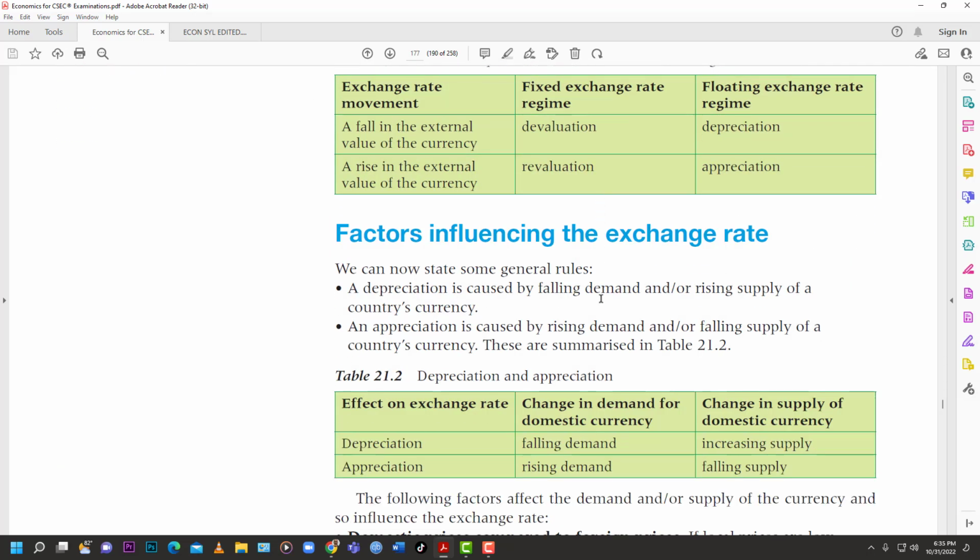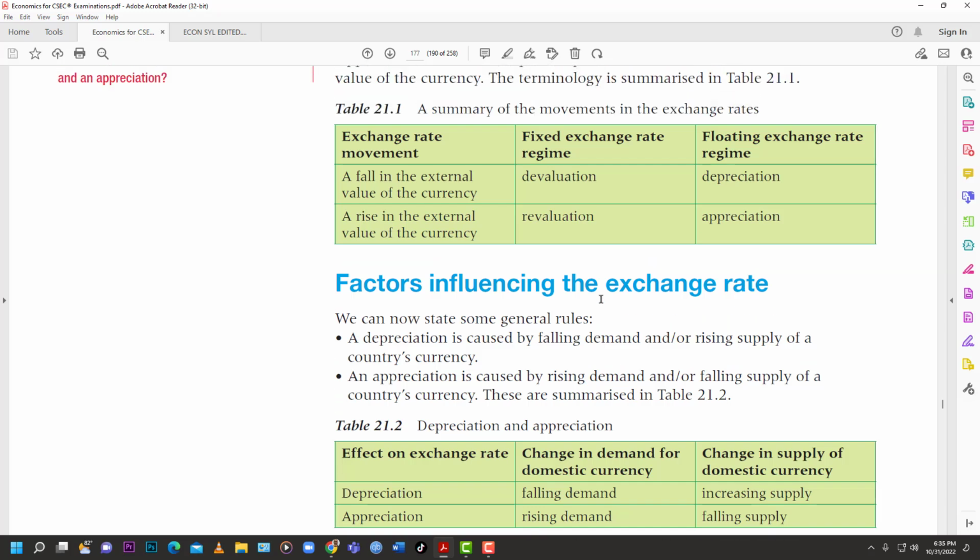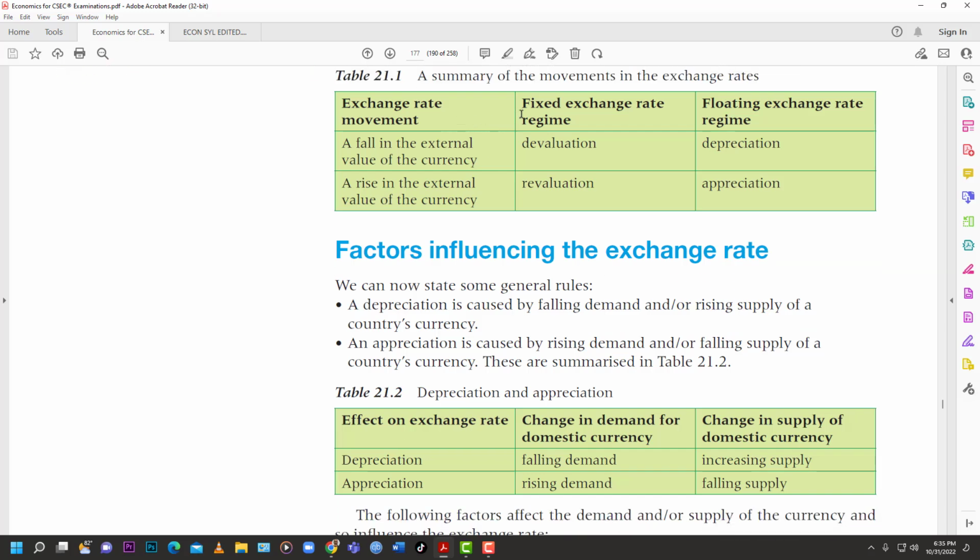So right, and I have a table right here that summarizes it nicely. In a fixed exchange rate, it's devaluate, revaluate. In a floating one, it's depreciation, appreciation. So you see it right there. The different systems, different names for basically the same thing.